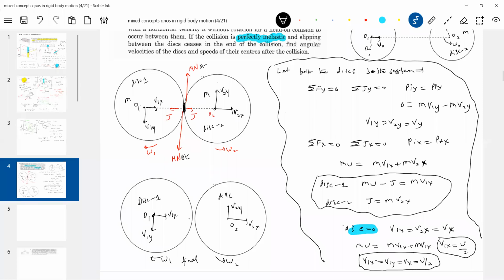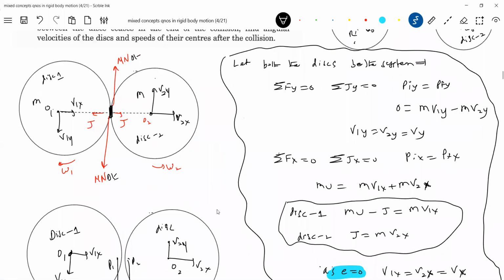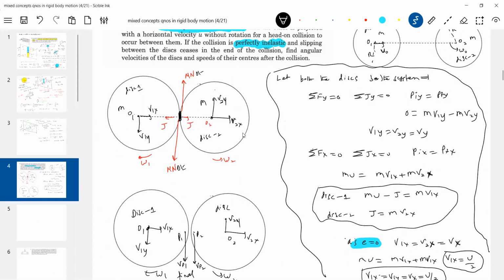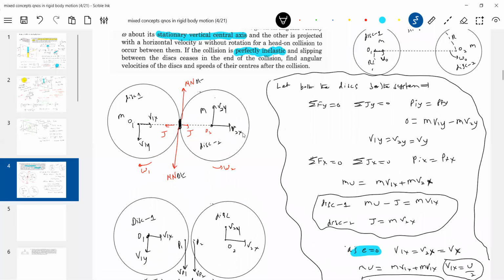There's a point p1 and this p2. The velocity of this point will be vp1. Now look at this. Again, I'll go back to the question. If the collision is perfectly inelastic and slipping between the discs ceases at the end of collision, it means the moment both acquire common velocity at that instant, Vp1 will become equal to Vp2.